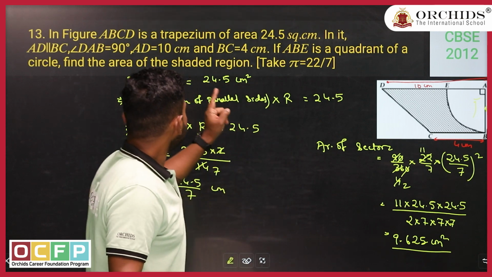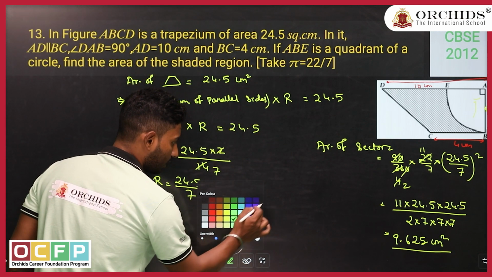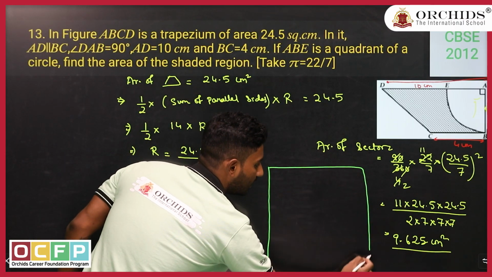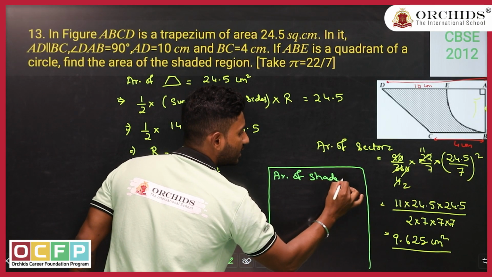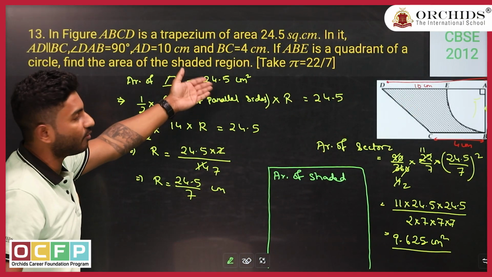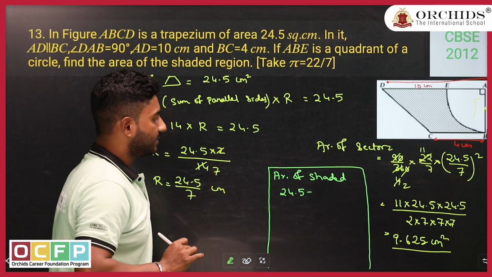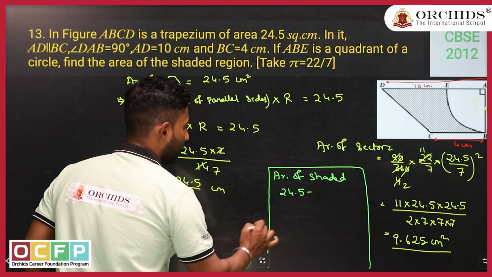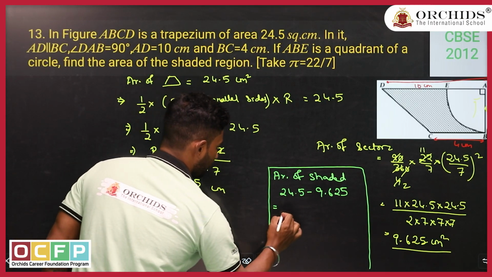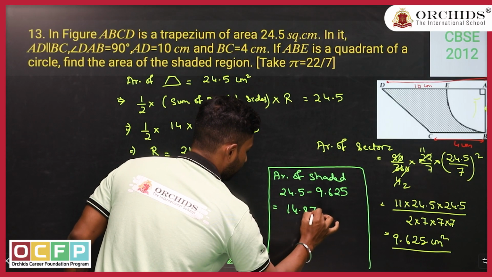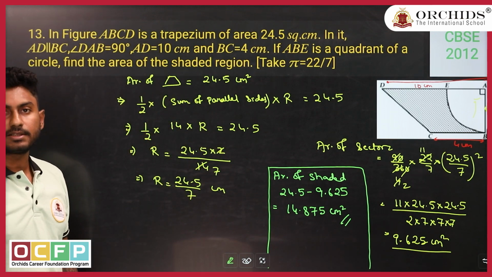But what is the question? Question is find out the area of the shaded region. How to find? Area of shaded region will be, you just have to subtract the area of the sector 9.625 from the whole trapezium they have already given, 24.5. So if you subtract them, you will get 14.875 centimeters square. So here is the answer for this particular question.